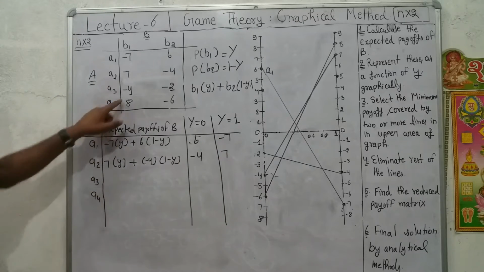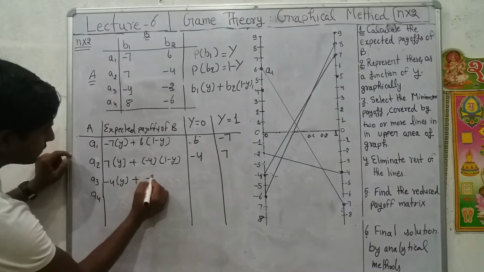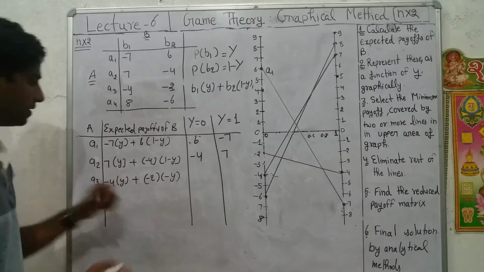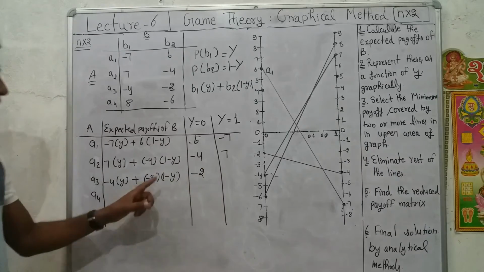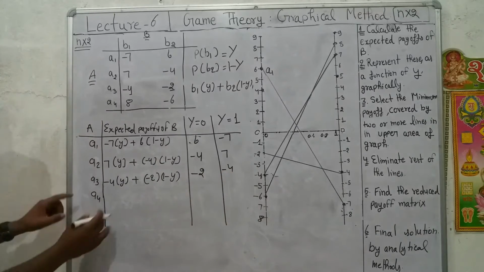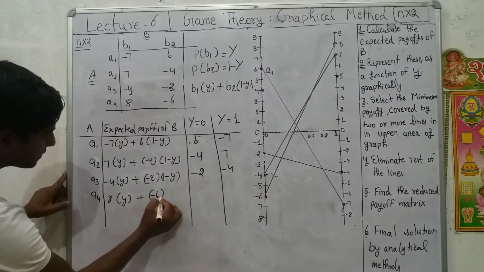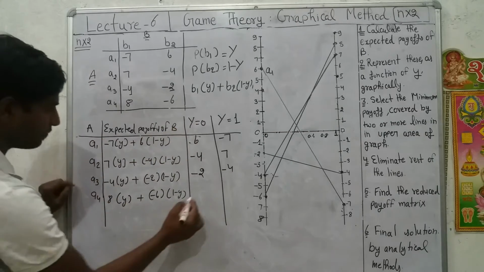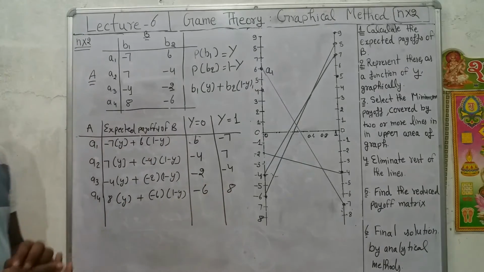In the third case, it would be minus 4 into Y plus minus 2 into 1 minus Y. So if Y is equal to 0, then the expected payoff would be minus 2, and if Y is equal to 1, then the expected payoff would be equal to minus 4. And in case of A4, it would be 8 into Y plus minus 6 into 1 minus Y. If Y is equal to 0, then the expected payoff would be equal to minus 6, and if Y is equal to 1, then the expected payoff would be equal to 8.